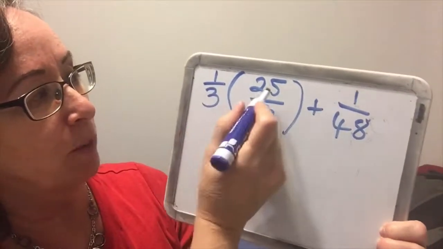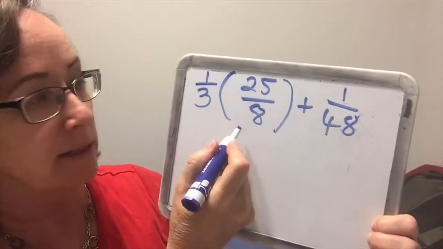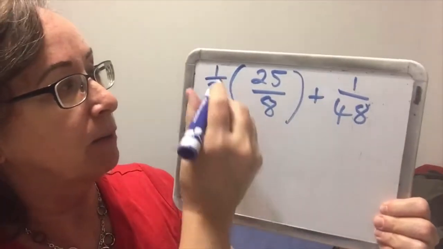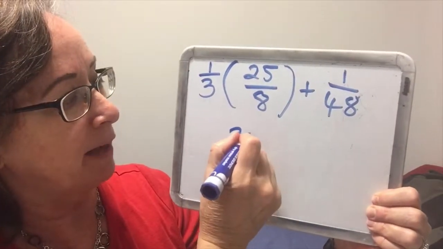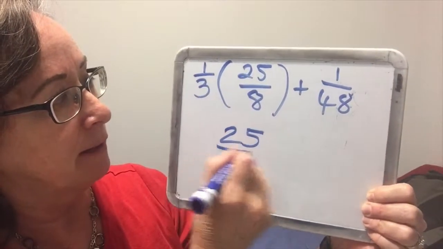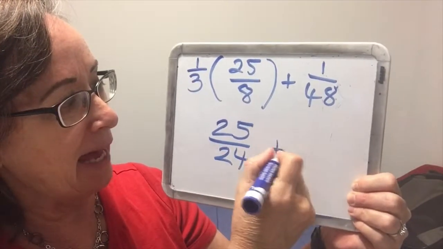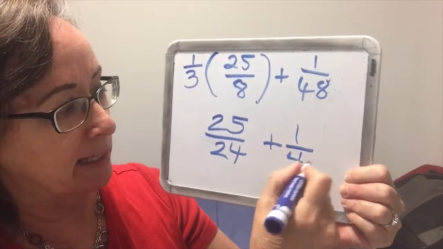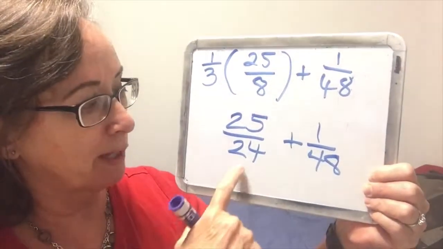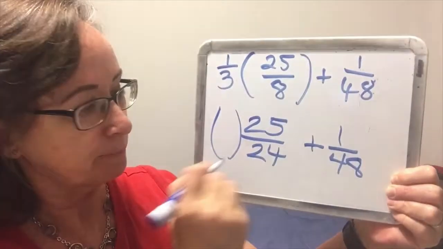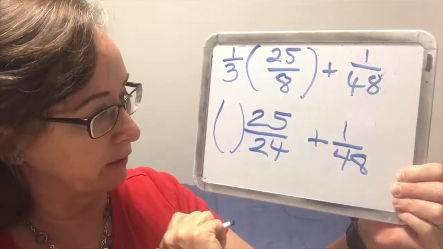So now the 25 and the 3, nothing will cancel. I have to do multiplication before I do addition. So let's go ahead and multiply. 25 times 1 is 25. And 3 times 8 is 24. And then I'm adding 1 over 48. So my 24 is not a 48. So I'm going to multiply to get a common denominator.